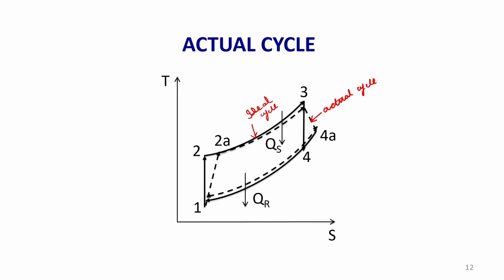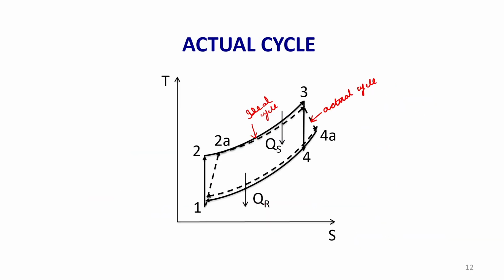The net work produced in the actual cycle is the difference between the turbine work and the compressor work. In actual practice, 50 to 55% or even more, depending upon the isentropic efficiency of the turbine and compressor, at least 50% of the power produced by the turbine is used to drive the compressor.